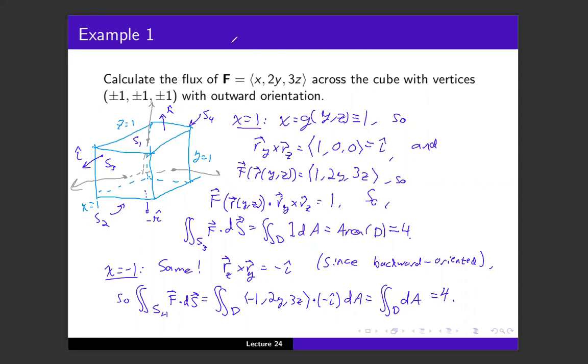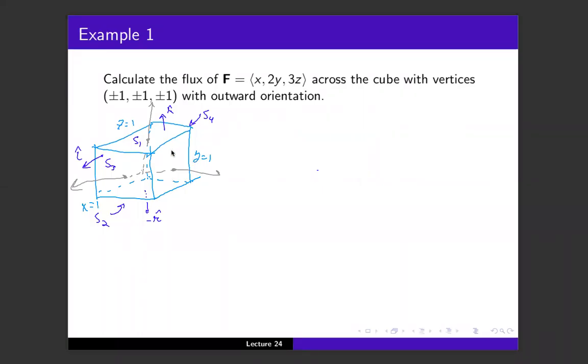So let me just conclude this. I need to erase some stuff again. One second. So that just leaves what I'm calling S5, and back here is going to be S6, which is for y equals 1. And keeping in mind the correction I had to make last time, in this case we're looking at dS being negative g_x, 1, g_z, where g(x, z) is just the constant function 1 again. But that's just going to be j dA.